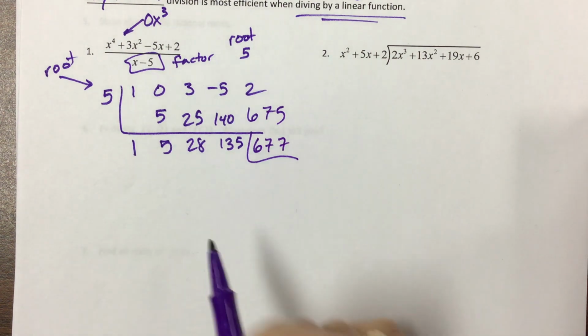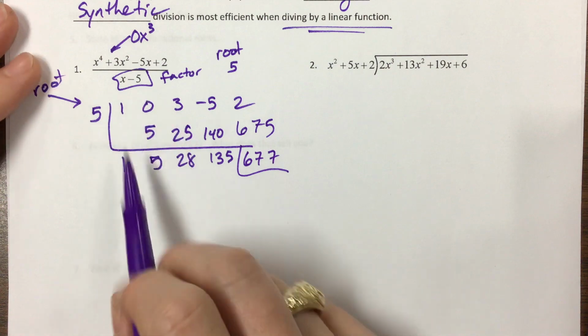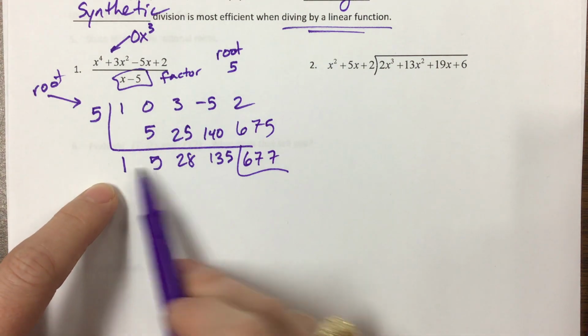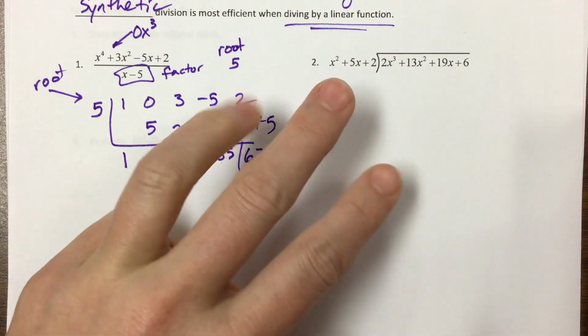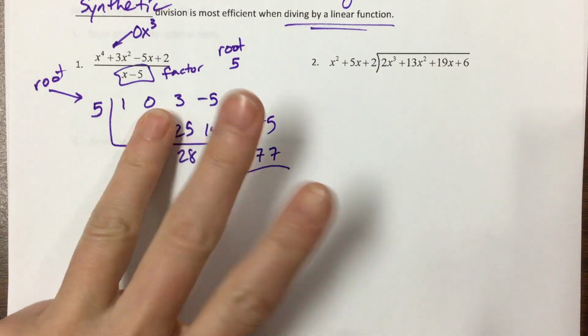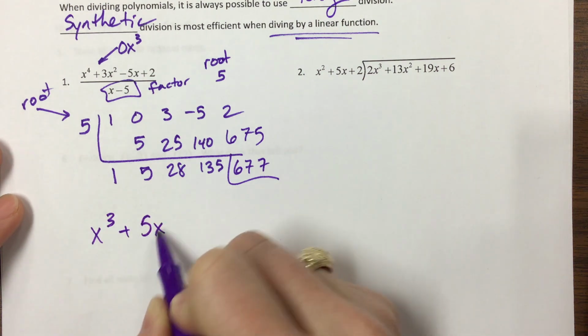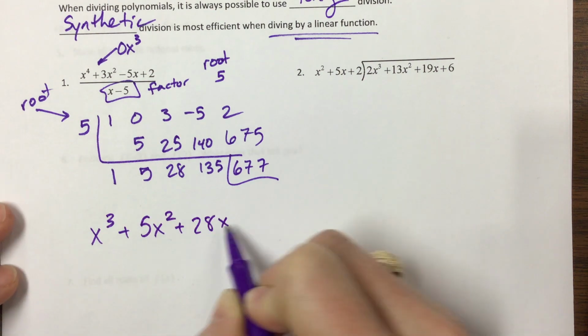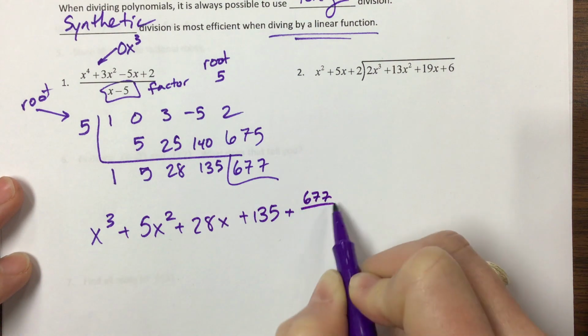And what we have found here is that this quartic divided by a linear gives us a cubic. If I take a quartic with a degree of 4 and divide it by something with a degree of 1, then I'm now left with a cubic. And so this becomes x cubed plus 5x squared plus 28x plus 135 plus this over what we were dividing by.